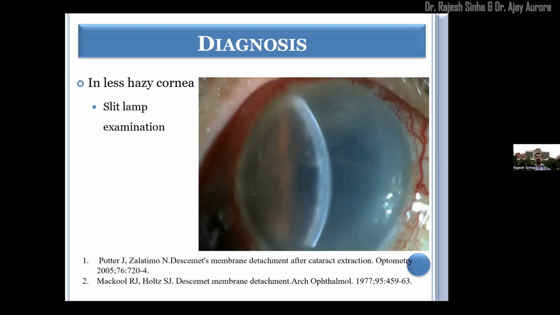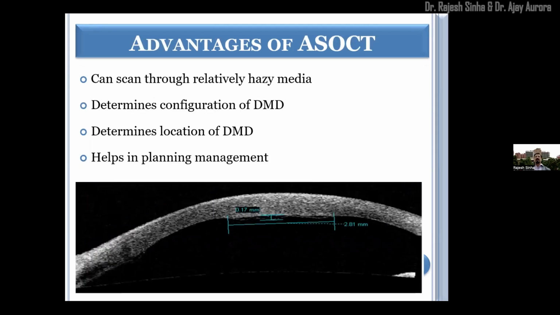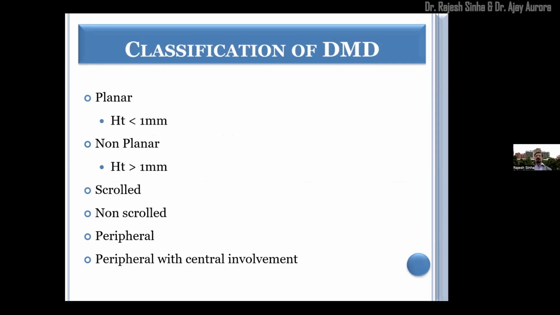And when you examine the patient on slit lamp, you get to see a membrane, as you can see here, a line, a membrane behind the section of the cornea, and that is the sign of a Descemet membrane detachment. And if the cornea is quite hazy and you are not able to make it out, then ASOCT helps you not only to diagnose DMD, but also to give you the extent and location of DMD. And it helps in management of DMD in doing desmetopexy.